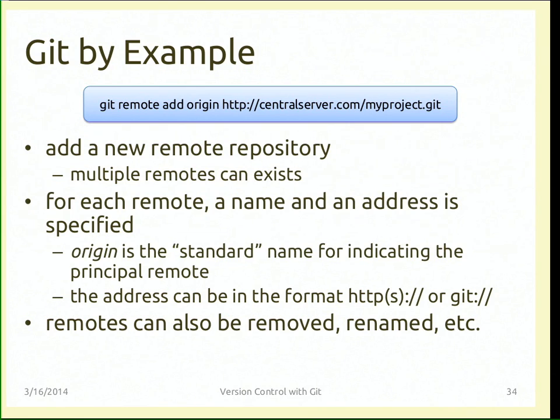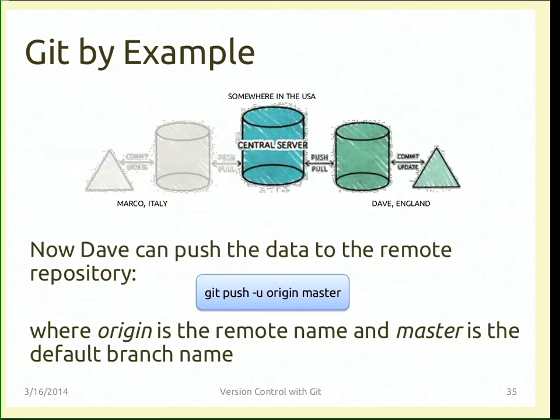The address can be HTTP, HTTPS, git, or without extension. Remotes can be added, listed, renamed, removed. A project, as I said before, can have multiple remotes identified by a unique name. So, Dave adds the file, commits the file, adds the remote. That is a one-shot operation, only one time you have to add the remote, and then you can push everything from the local repository up to the central, the remote repository.